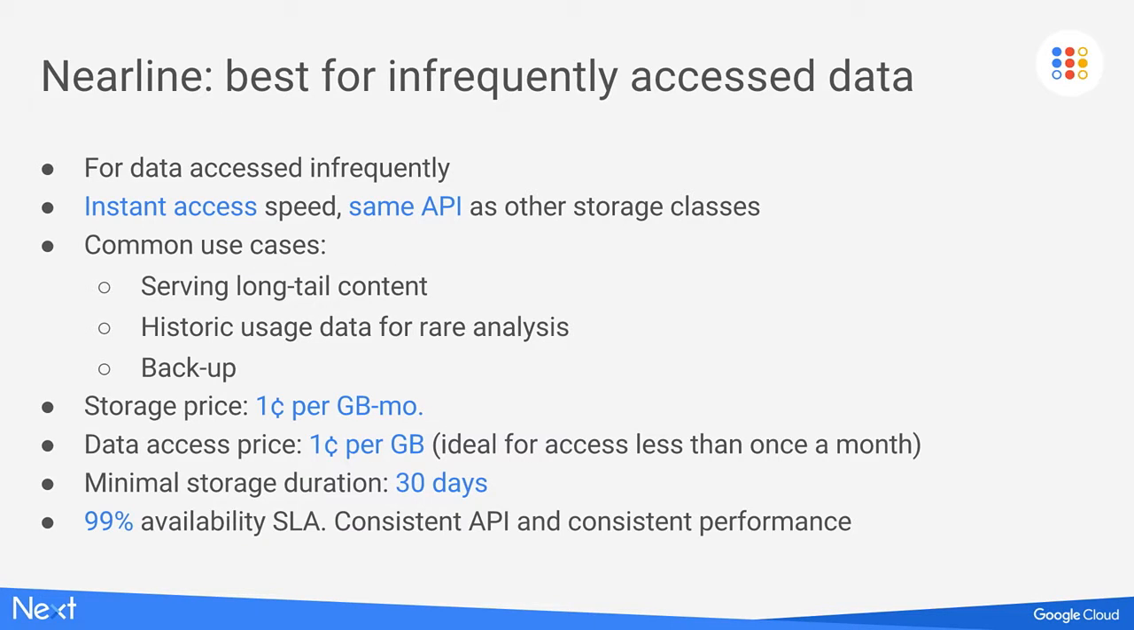And if you work out those two numbers and the storage price for regional and multi-regional storage, it turns out that Nearline becomes the cheapest storage class for data that's accessed less than once a month. And that's where that statement comes in, that Nearline is built for data that's accessed less than once a month. For Nearline, we provide an SLA, a 2 nines SLA, and it's consistent API and consistent performance, like with any other storage classes.